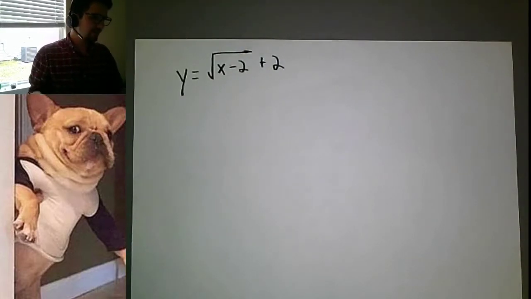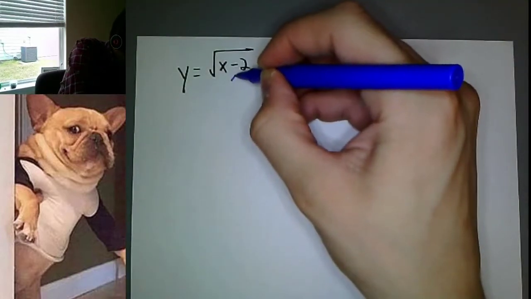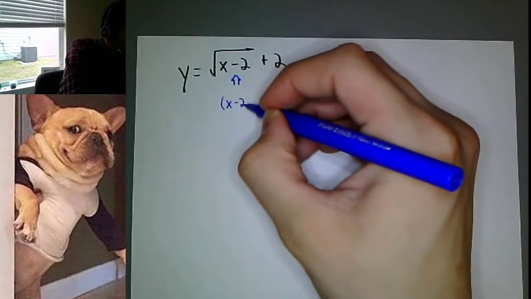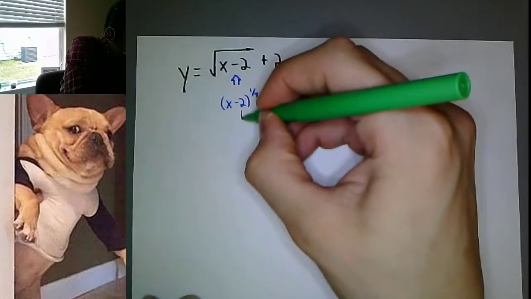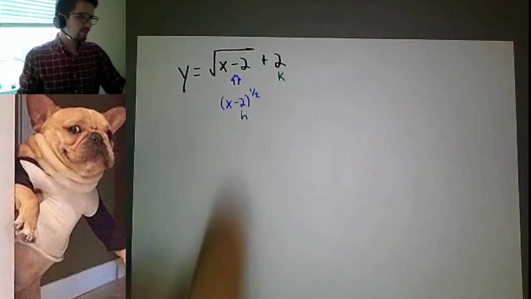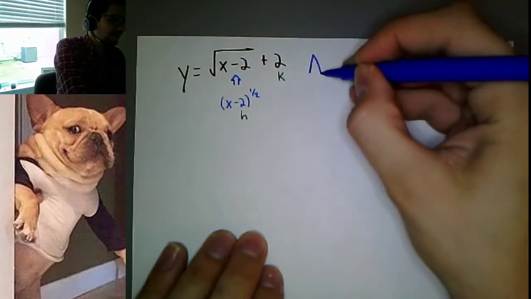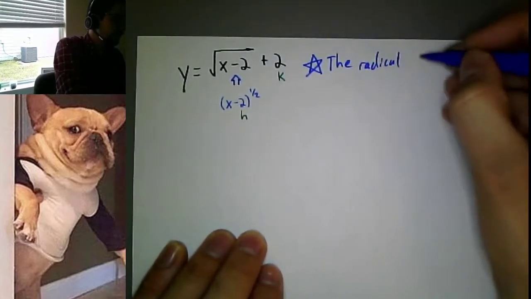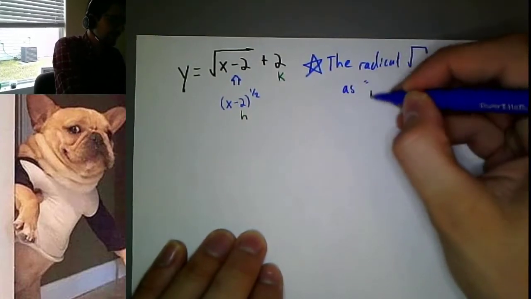Now, before you get a little bit of a head scratcher as to how you're supposed to figure out anything here, remember that this is literally just saying the quantity of x minus 2 to the 1/2 power. In other words, this is still h, and this is still k. So just because there's a radical doesn't mean you have anything janky going on. In fact, a good note to make is the radical, which if you didn't know is this, counts as parentheses.